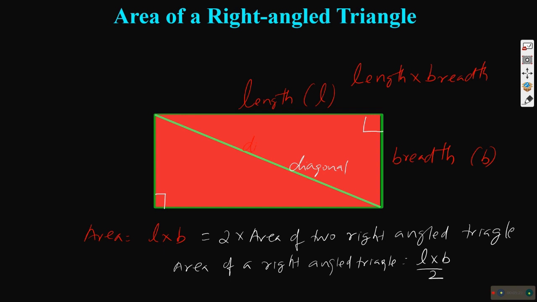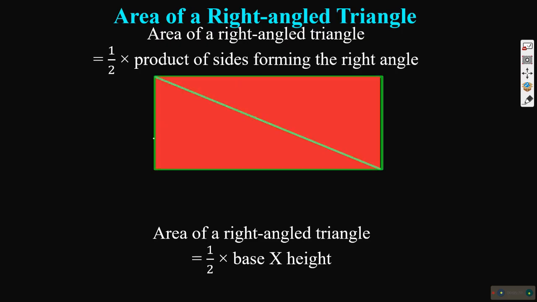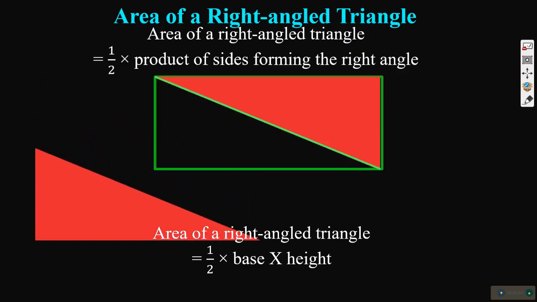Correct? Length into breadth upon 2 is the formula to calculate the area of a right angled triangle. So the area of a right angled triangle can be calculated by taking half of the product of the sides forming the right angle. How could we conclude that? We concluded it by this experiment, this construction and formation. If we separate out this right angled triangle and look at it alone, we cannot say length into breadth. We already said product of the sides. This is one side, this is another side.